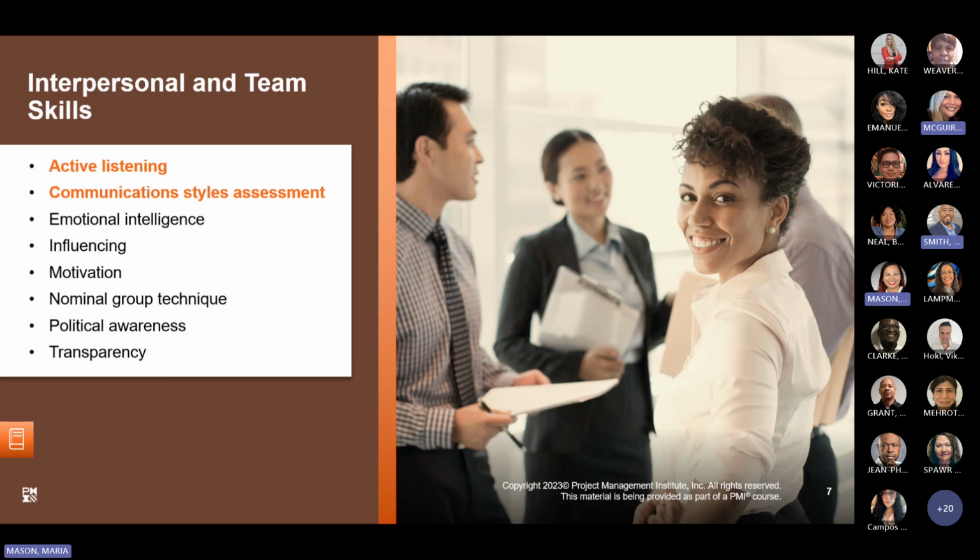Emotional intelligence in general is part of the larger set of interpersonal and team skills that a project leader is expected to have. And so, influencing, motivation, nominal group technique, political awareness, transparency. We'll talk through some of those, but these are just different types of skills you want to make sure that you possess.